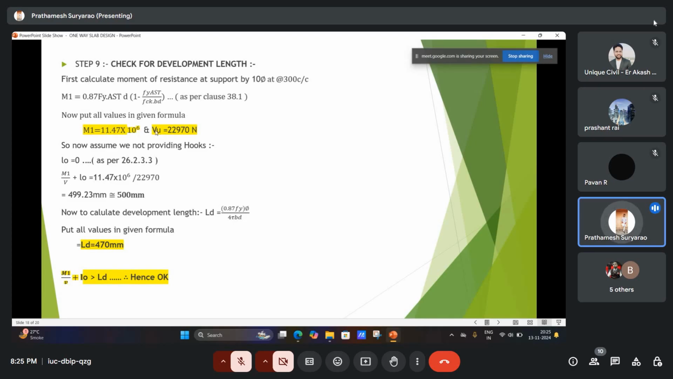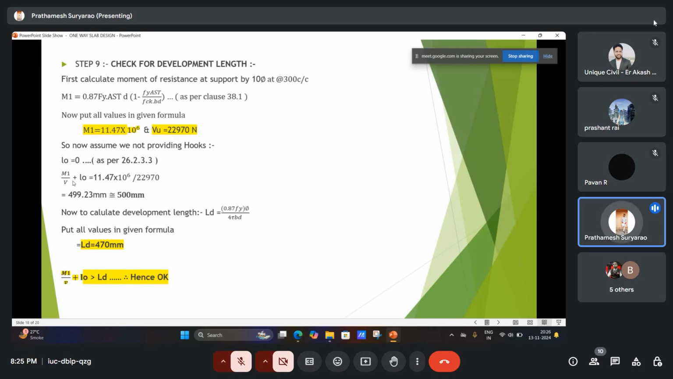And we already got Vu equal to 22.970 Newton. This value was obtained in the last steps. Now we have to assume we have not provided hooks. In bending development length, there are hooks to join it. So we assume we don't provide hooks, so L0 is equal to 0. As per 26.2.3.3, there is a value for L0. So there are no hooks, we will take 0.